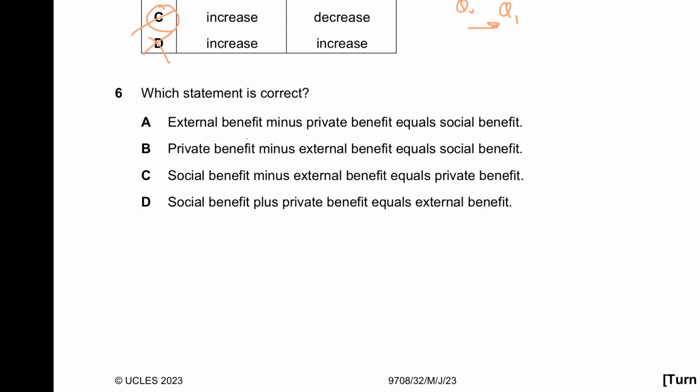Number 6 says, which statement is correct? Well, the statement is that social benefit should be equal to private benefit plus external benefit, and social cost is equal to private cost plus external cost. So let's see this. If you look at all these statements, if you look at C, we say social benefit minus external benefit is equal to private benefit. In other words, they have rewritten this and said that social benefit minus external benefit is equal to private benefit. That's the right answer.